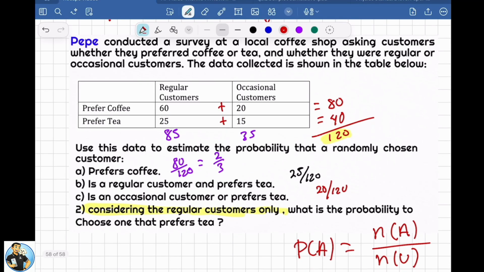So if we only check regular customers, sorry, we have 85. This is the sum of regular customers. So the sample space for this question is 85. What is the probability to choose one that prefers tea? So 60 divided by 85. That's it. So this is how we can use a table, a two-way table or contingency table, to find probabilities.